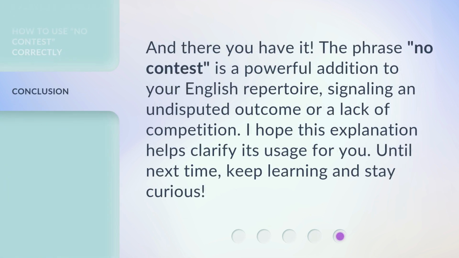And there you have it. The phrase, no contest, is a powerful addition to your English repertoire, signaling an undisputed outcome or a lack of competition. I hope this explanation helps clarify its usage for you.